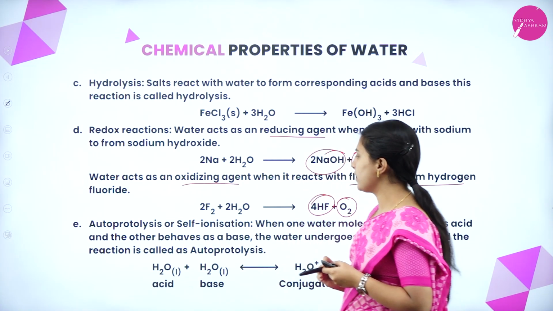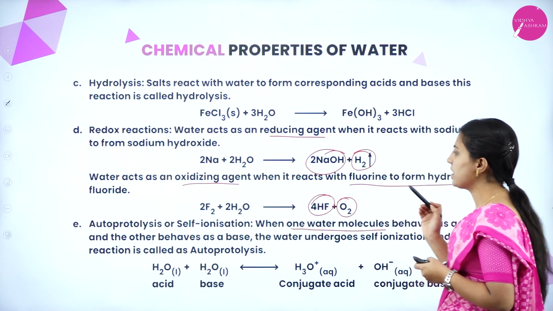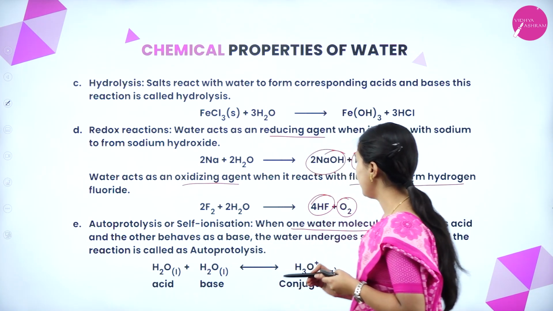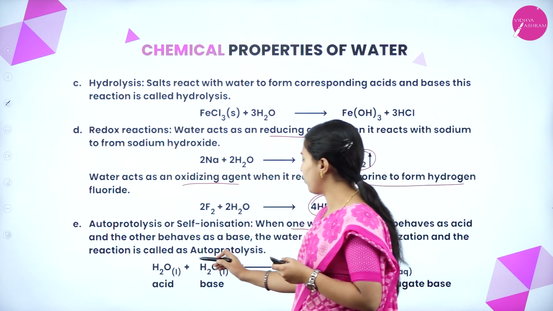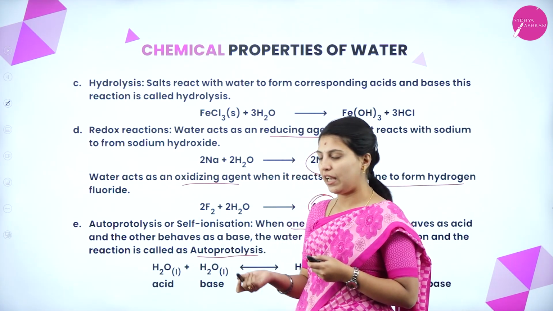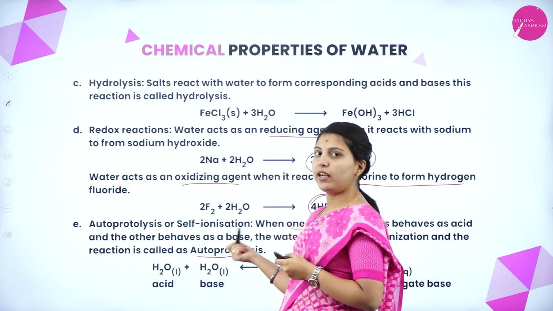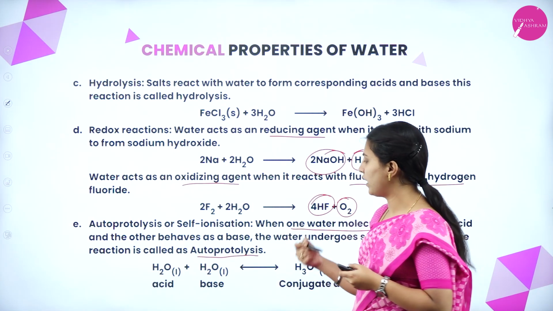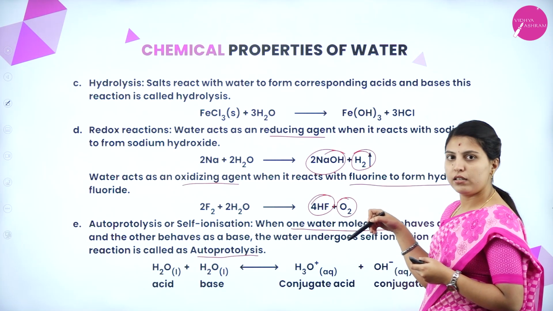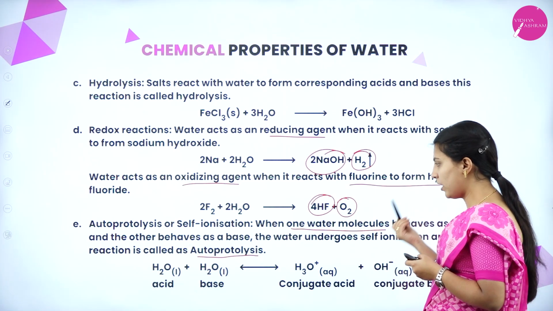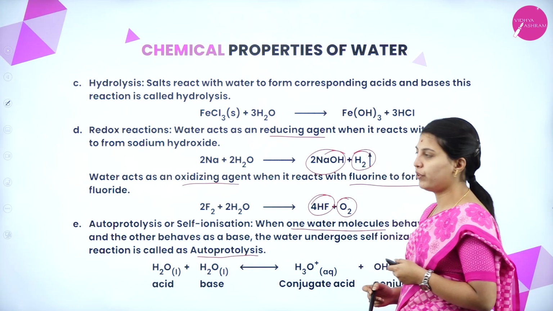Next, autoprotolysis or self-ionization. When one water molecule behaves as an acid and the other behaves as a base, the water undergoes self-ionization and the reaction is called autoprotolysis. Auto means self. Here water is reacting with another water molecule, but one water molecule should act as an acid and another water molecule should act as a base. At that time ionization will occur. So, what will form? Conjugate acid and conjugate base will form.